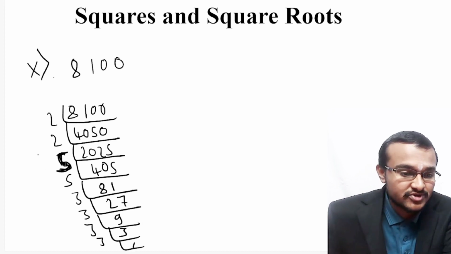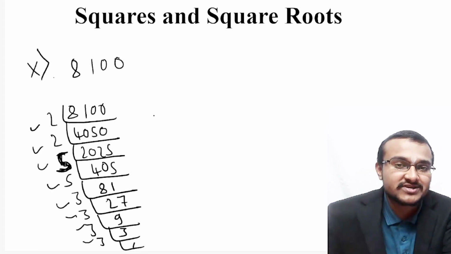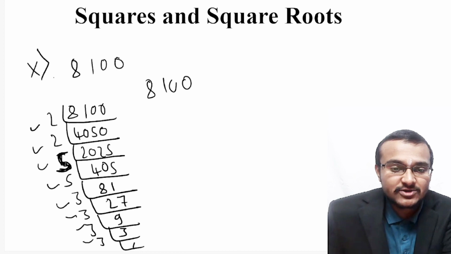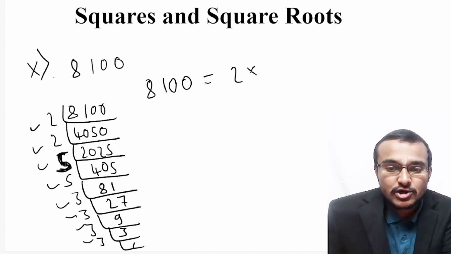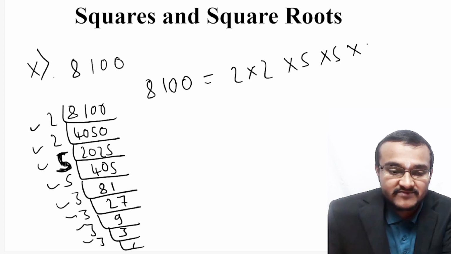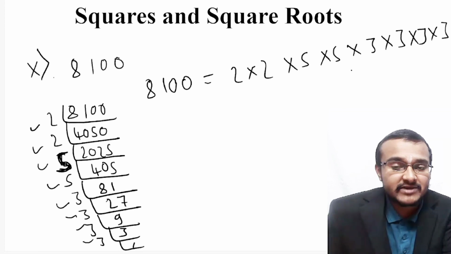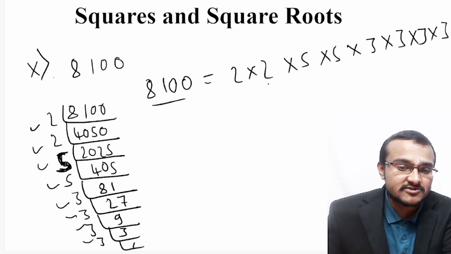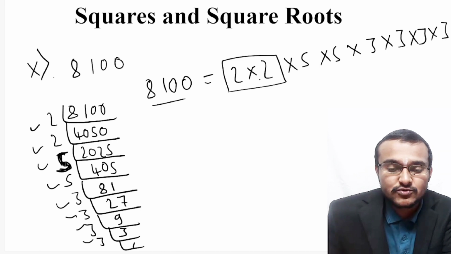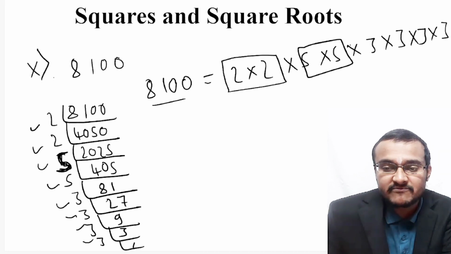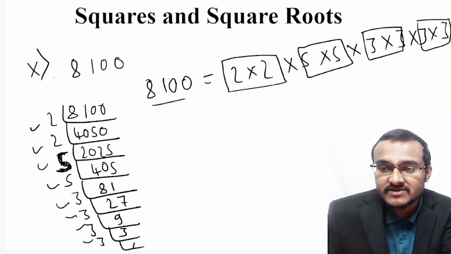So 3 1s are 3. Here you can see 2 into 2 into 5 into 5 into 3 into 3 into 3 into 3. So 8100 is actually equal to 2 times you should multiply with 2, 2 times you should multiply with 5, 4 times you should multiply with 3. These will be the prime factorization numbers of 8100. Go on grouping two numbers, like 2 will pair up with 2, 5 will pair up with another 5. These 2 3s will pair up and these 2 3s will pair up.